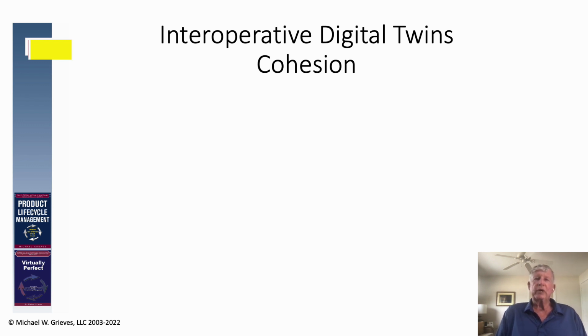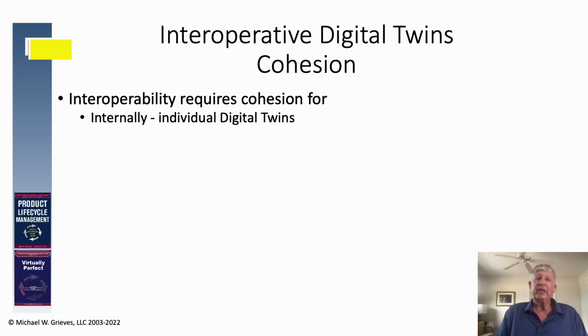The little wiggle room we have here is the fact that fidelity and granularity is determined by the use case, but we can't have digital twins that don't have cohesion with the physical world. Interoperability requires cohesion for these two kinds of situations. The first one is internally. So individual digital twins have to have cohesion internally.